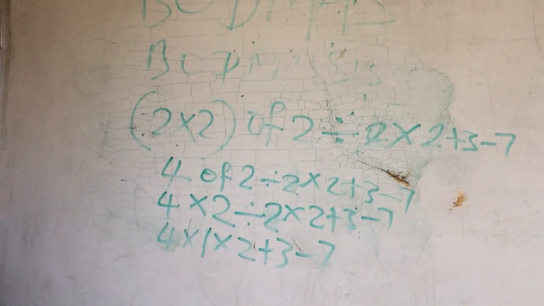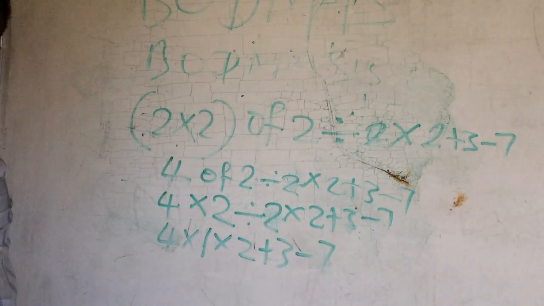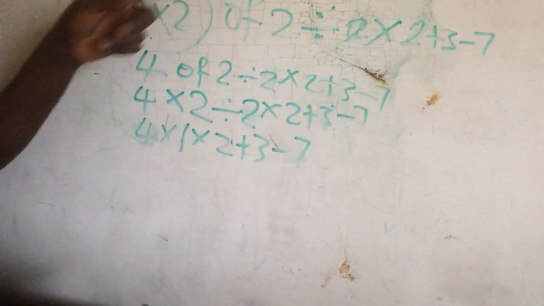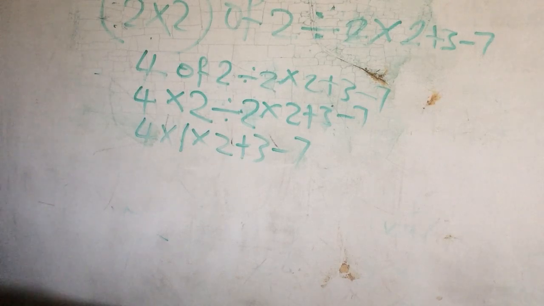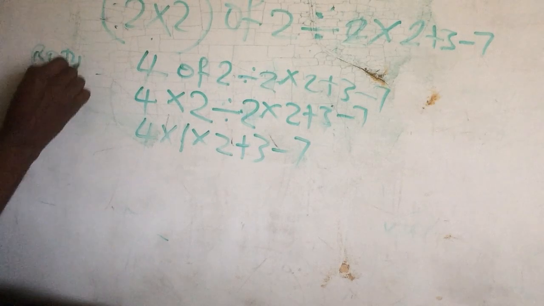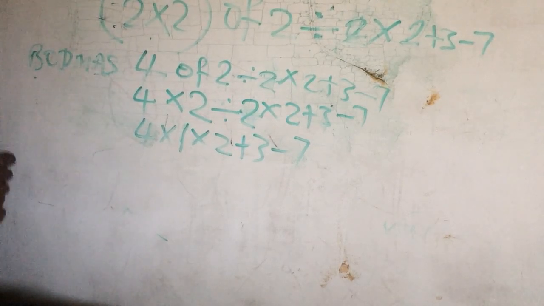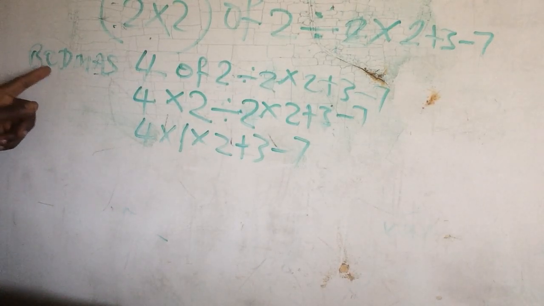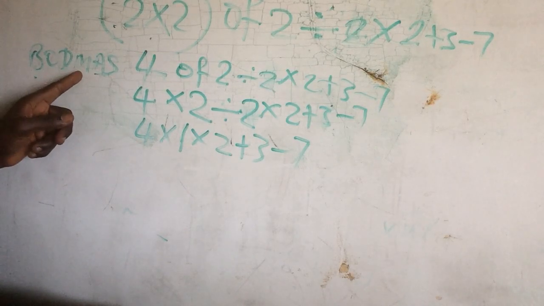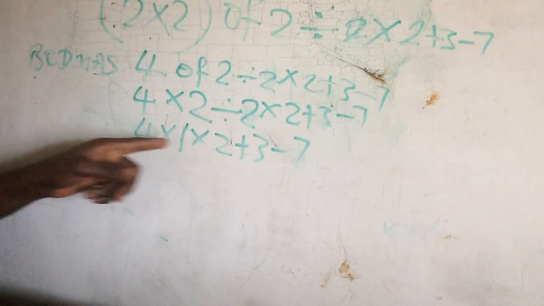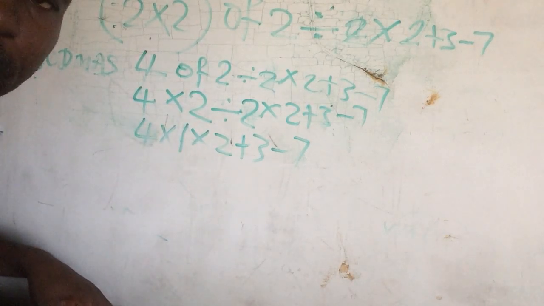So now, next thing is what? Next thing is multiplication. Remember our BODMAS. So next one, we have solved bracket, we have solved off, we have solved division. Next thing is multiplication. How many multiplications do we have here? We have these: 1, 2, 3. So we do it first.